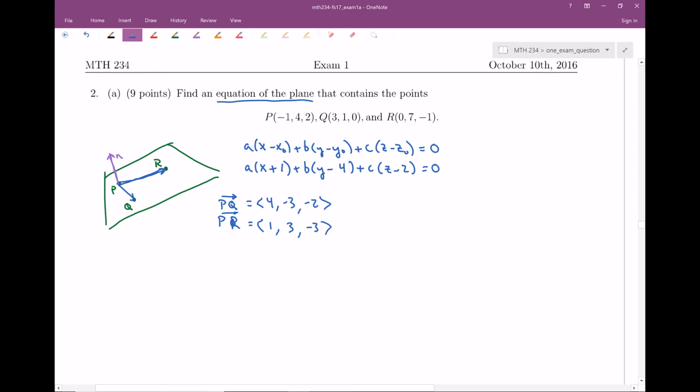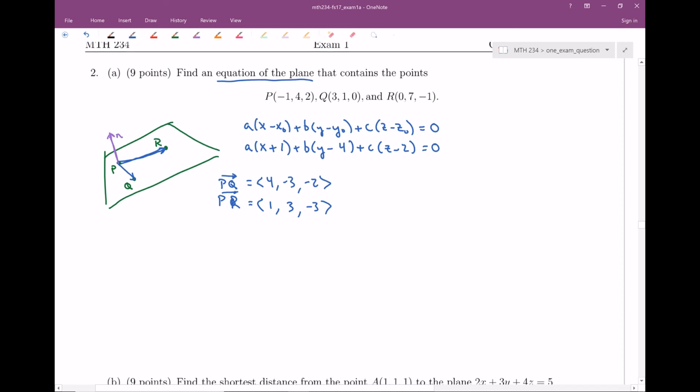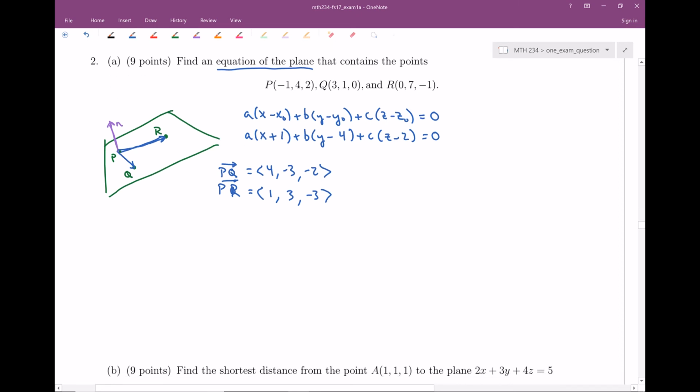So there's PQ and PR. That was my first step, to find these vectors. Now let's go ahead and take the cross product between these things. This is going to be our n vector right here. So the cross product: i's, j's, k's.